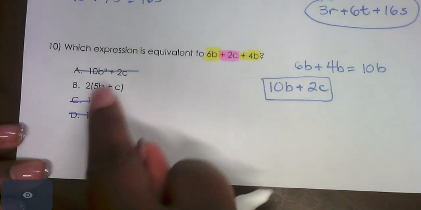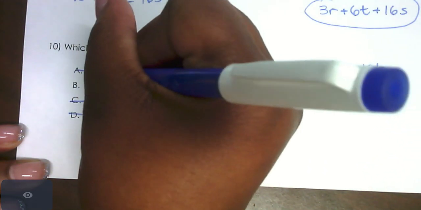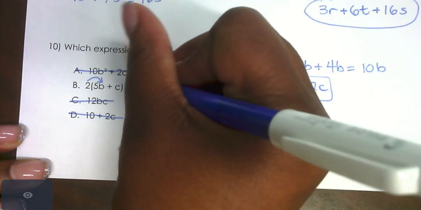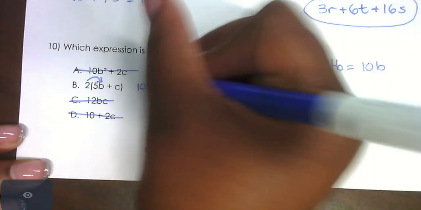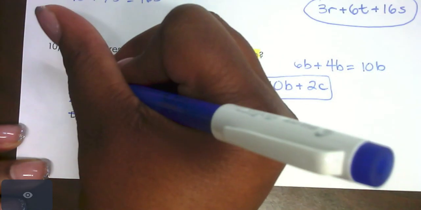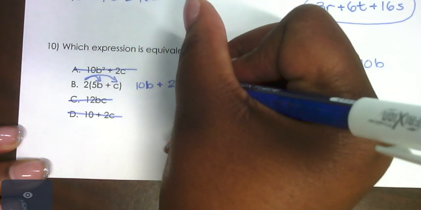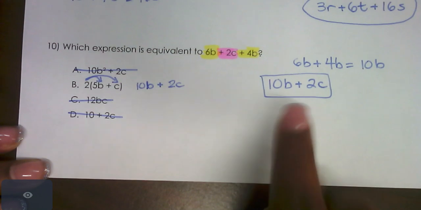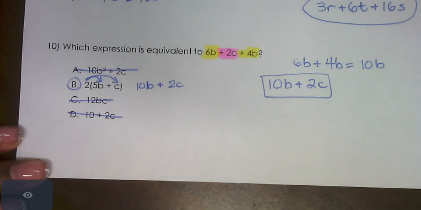So let's check this one just in case. Let's distribute the 2 to that 5b. 2 times 5b gives us 10b. We're going to add. Okay, and now let's distribute that 2 to the c. 2 times c is 2c. And look at that, guys. We are back to 10b plus 2c. So our answer here is answer B.